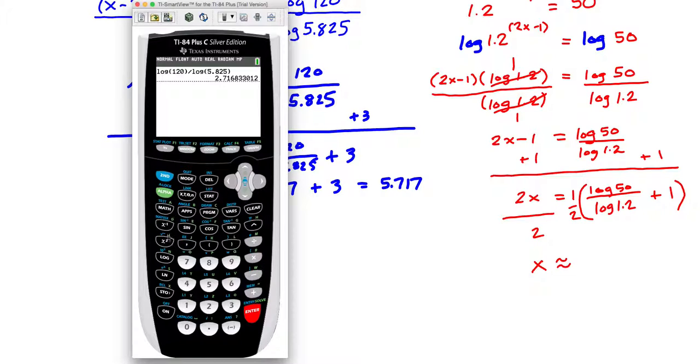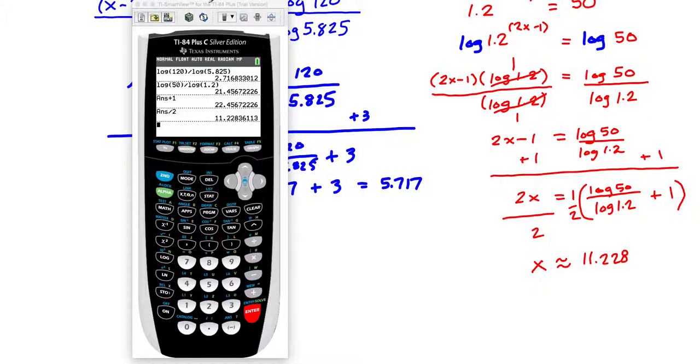I'm going to start on the inside and work my way out. So I got log of 50 divided by log of 1.2, and hit enter. I'm going to add my 1 to it, and then divide it by 2, or multiply it times 1/2. And I get 11.228. So x is approximately 11.228.